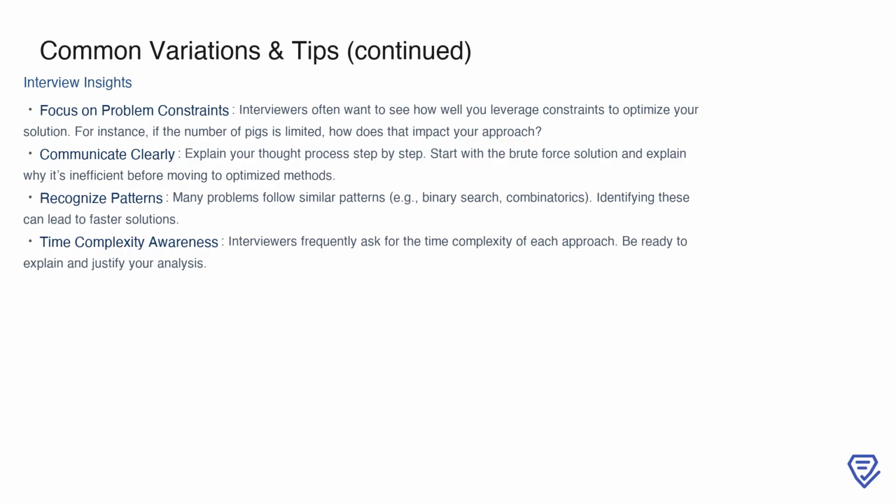Recognizing patterns is another valuable skill. Many problems, including this one, share similarities with common techniques like binary search or combinatorics. Spotting these patterns can help you arrive at a solution more quickly. Lastly, always be prepared to discuss time complexity. Interviewers will likely ask you to analyze your approach, so ensure you can justify the performance of your solution.